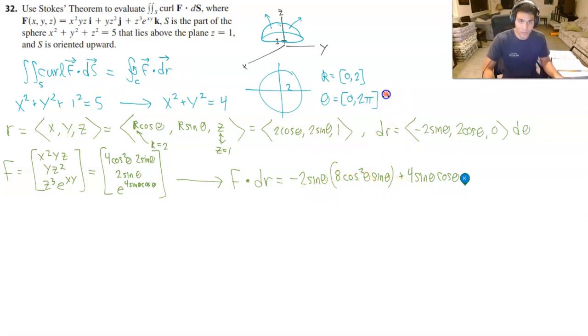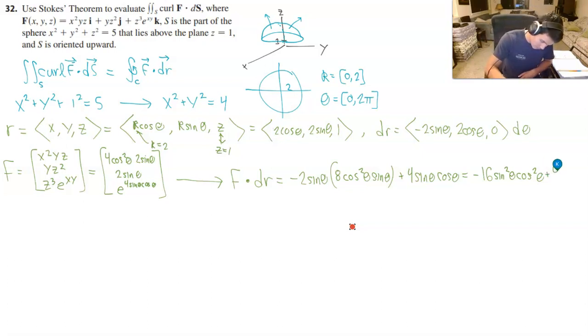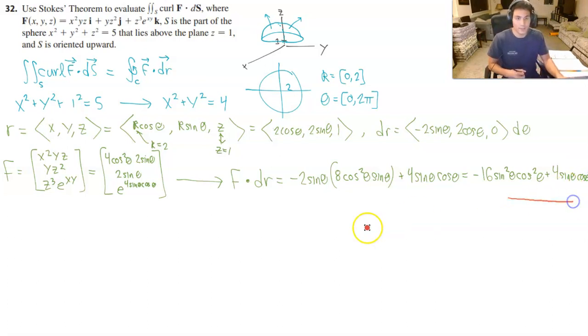And we know theta goes from 0 to 2 pi. Let's simplify this a little bit. So there's a negative 2 here, and there's 8 here. And there's a sine theta and a sine theta here. You can write this as negative 16 sine squared theta cosine squared theta, and the 4 sine theta cosine theta. But now let's integrate this from 2 pi to 0.